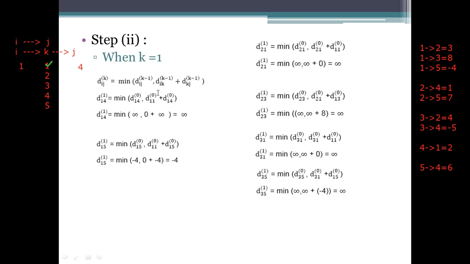What is the value for 1 to 4? For 1 to 4 here, is there any path? There is no path for 1 to 4. So since it is not having any path, that is, a direct edge is not there, what we are doing is we need to specify it as infinity.